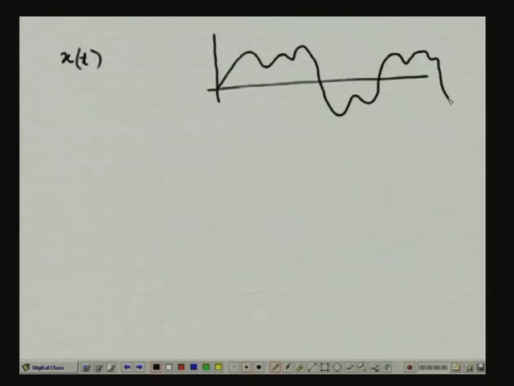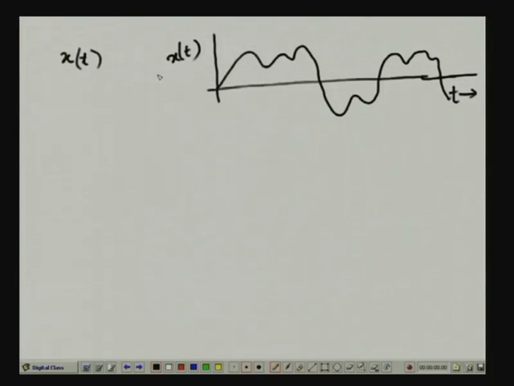So, I take an arbitrary signal x(t), and you see that this is a function of t. The nature of x(t) can be anything. Say let us take that I have a signal like this, x(t), which is a function of t. Now, this arbitrary signal x(t) can be represented as a series summation of a set of orthogonal basis functions.